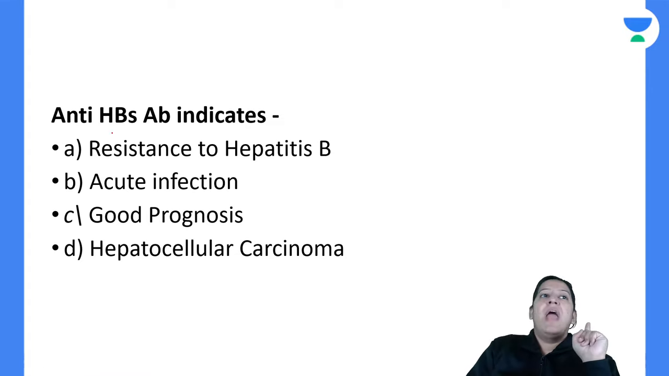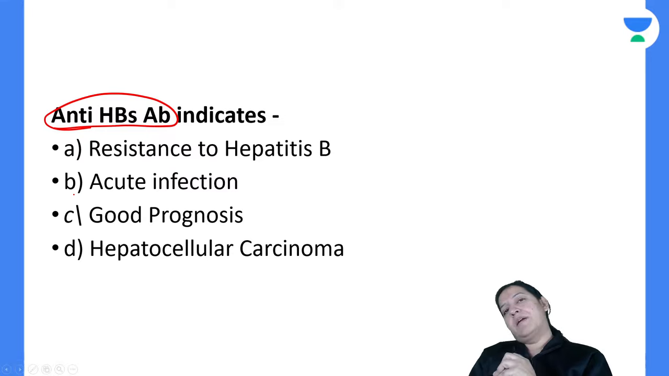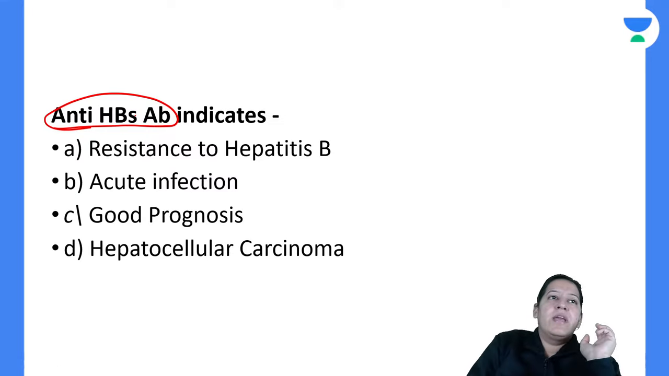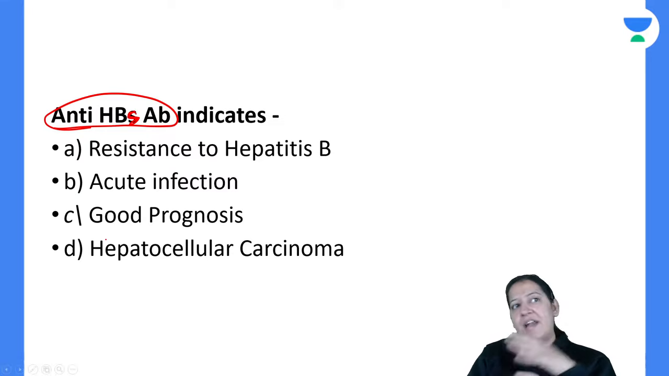This question is difficult, so don't rush. Anti-HBs antibody indicates what? It is the last antibody to come in blood. What does it indicate? It is the antibody of S, not the antigen. What does the antibody of S indicate?